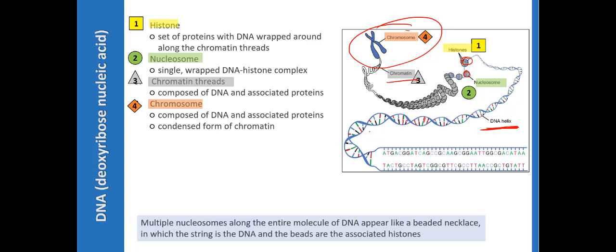So when you look at the structure of the chromosome or the DNA complex, what you can see here is you've got these multiple nucleosomes that appear like a beaded necklace, where the string is the DNA and the beads are the associated protein histones, right? And so they get wrapped around and wound really tightly to actually end up with that chromosome structure.